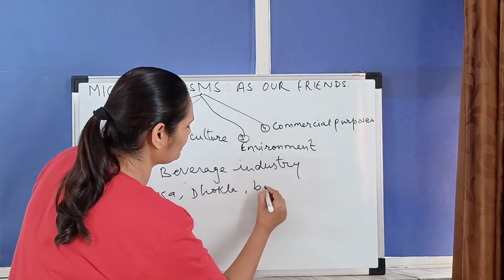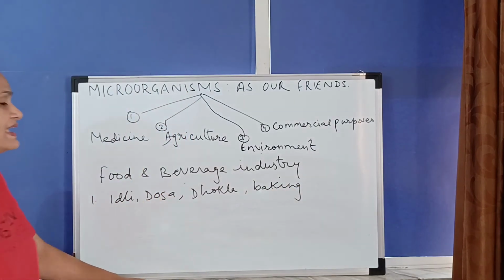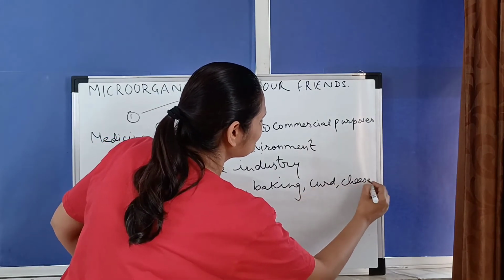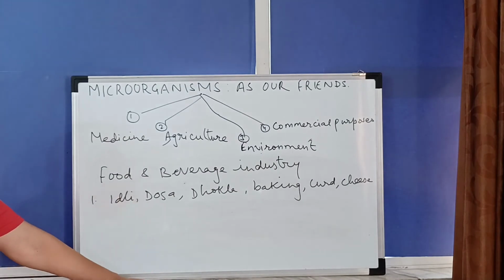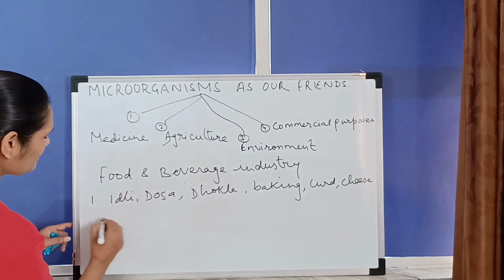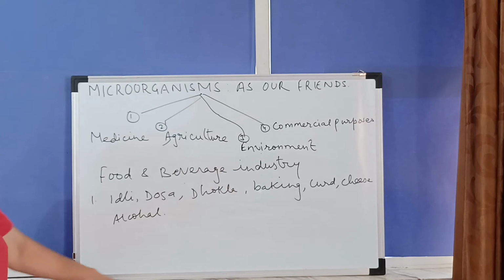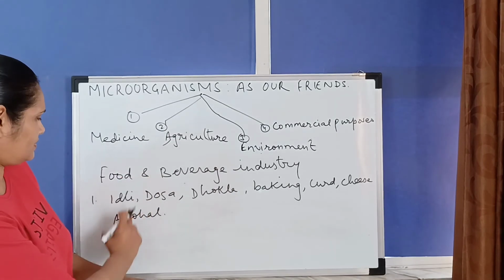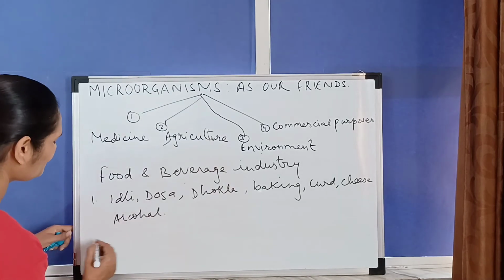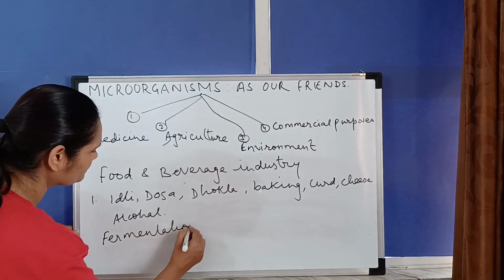Yes, for baking. As I said, yeast is used in the baking industry also. And for making curd, cheese, right? So many uses of the microorganisms in the food industry. In the beverage industry, for making alcohol. Okay. Now what exactly happens in the food and the beverage industry, or how are these microorganisms useful? See, the process that takes place is called fermentation.